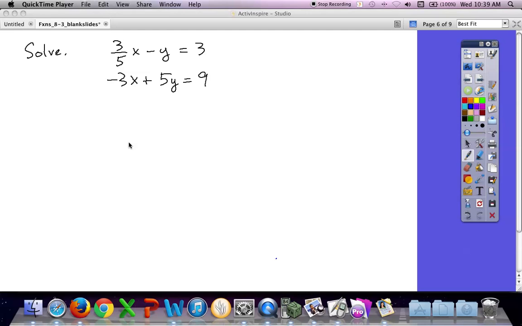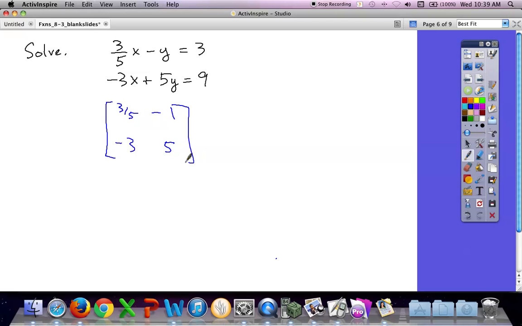All right, so let's solve this 2 by 2 with matrices. So first step is let's write the matrix equation. Right, the matrix equation will be 3/5, -1, -3, 5. Right, the variables are x and y. And the right-hand side is 3 and 9.